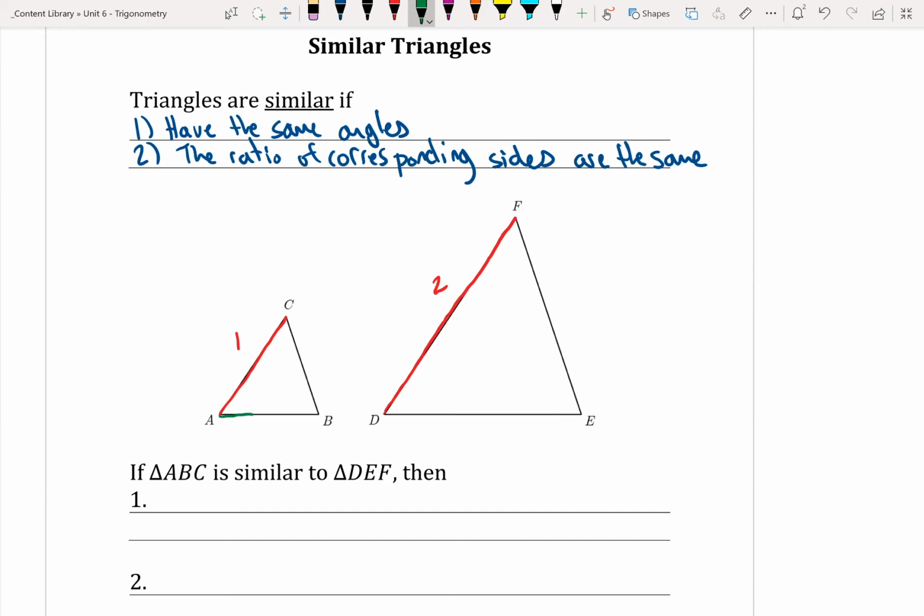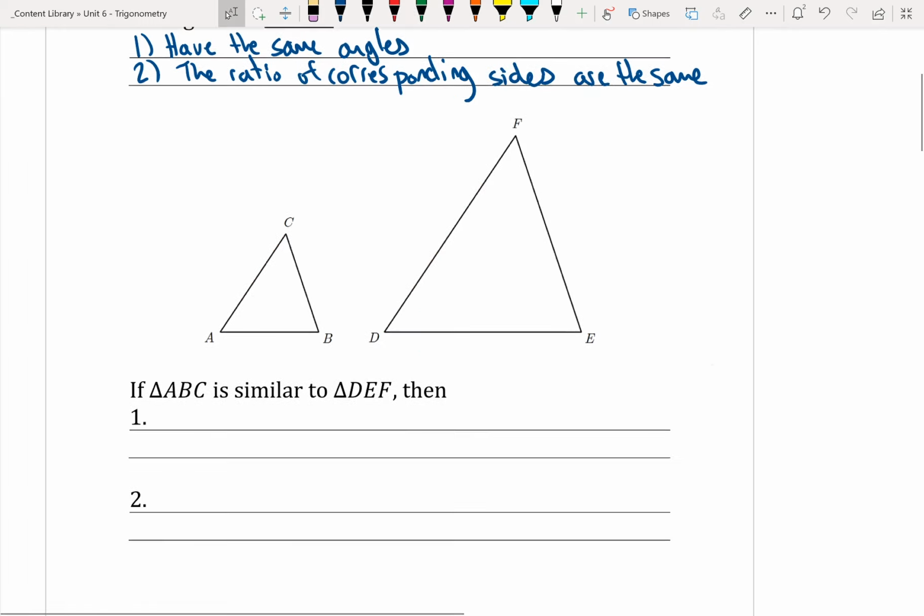So that means if I were to look at this side of one triangle and say it was 2, and I look at this side, it would have to be 4, right? Because it would have to be double. So basically all the sides on the larger triangle are always going to be double whatever the measurement is on the smaller triangle. So that ratio of 2, meaning that it's doubled in size, is the same for every single side. So that's what we mean by the ratios of the corresponding sides are the same.